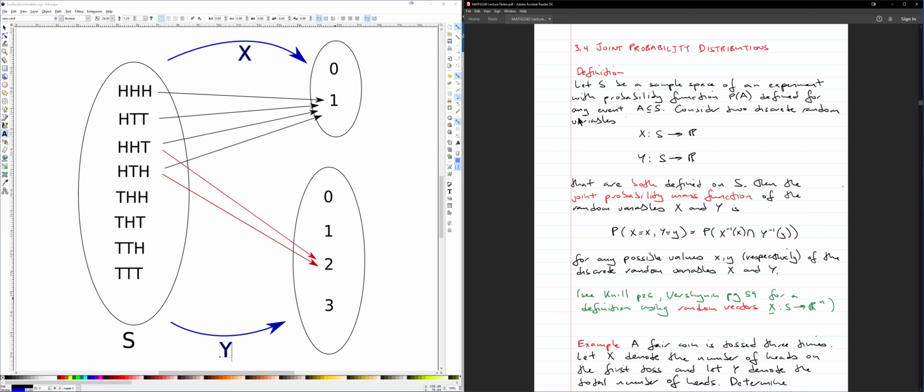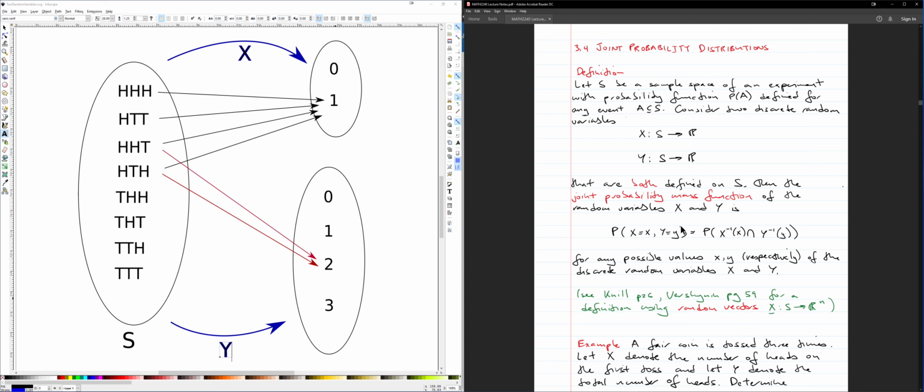Right, so what we want to look at now is joint probability distributions. Your joint probability distributions would first be split into two cases, discrete and continuous. In the discrete case, you're going to have a joint probability mass function, and for continuous random variables, you're going to have a joint probability density function.